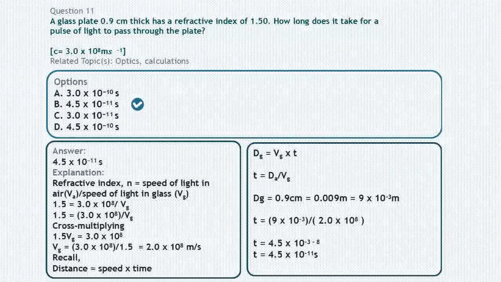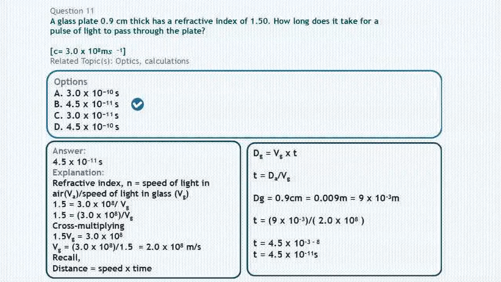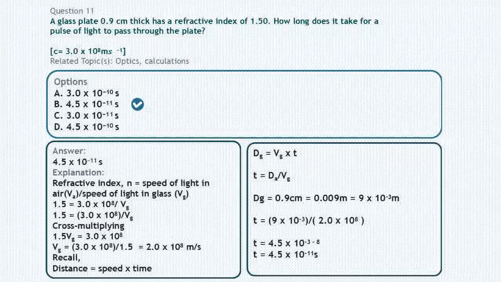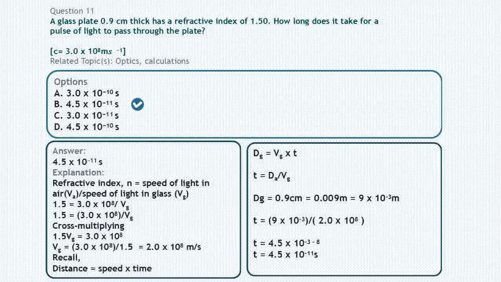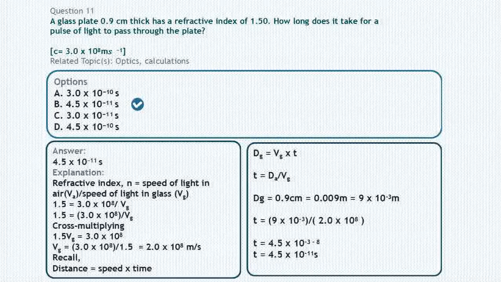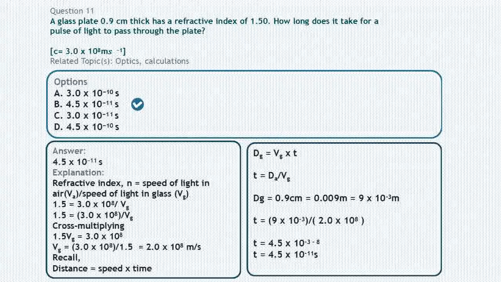So we have T equal to the distance through the glass over the velocity of light in the glass. We are given the distance through the glass, or the thickness of the glass, as 0.9 centimeter. We are given it in centimeter.